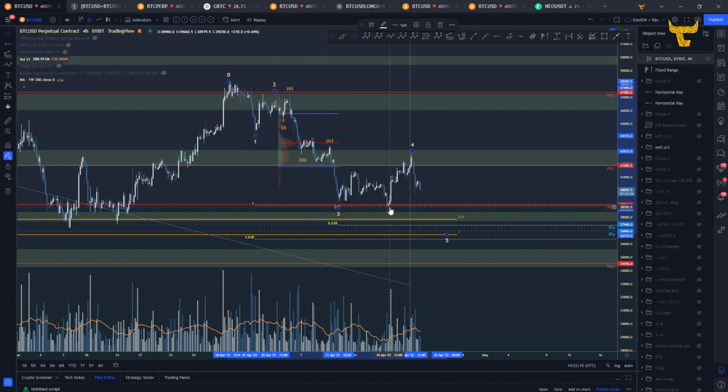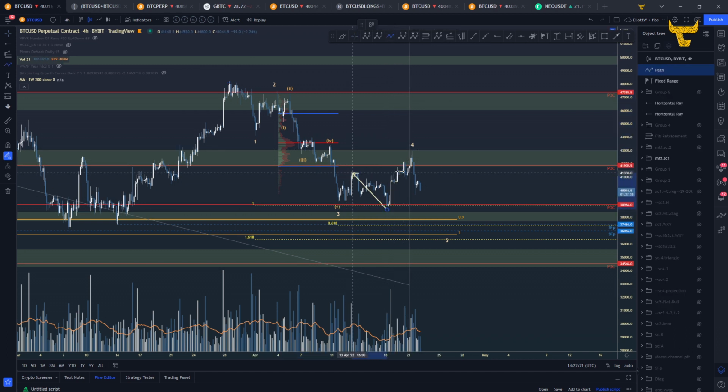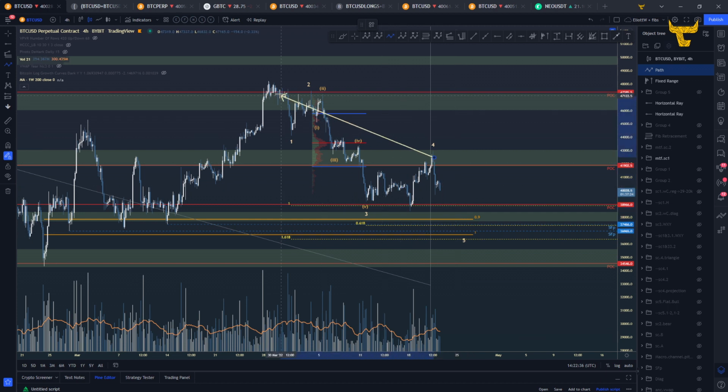If it is a 3 wave move, and as we have an impulse here breaching here, I mean, it seems reasonable to read this as a flat, which means we have 5 waves coming down still to finish the 5th of this move down.